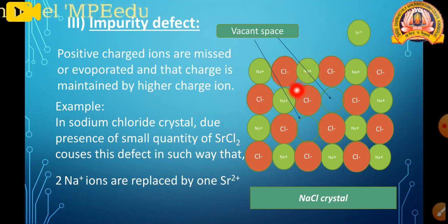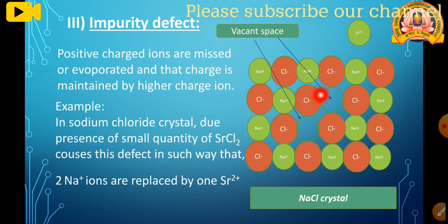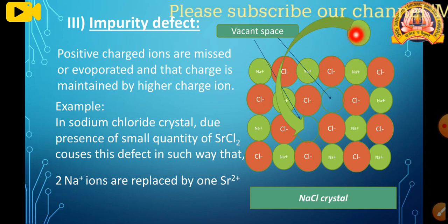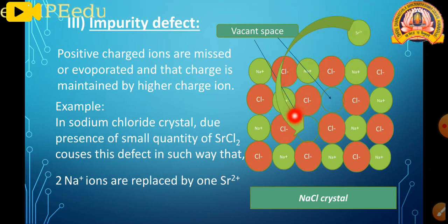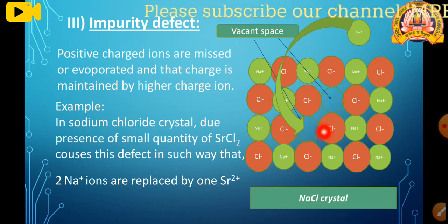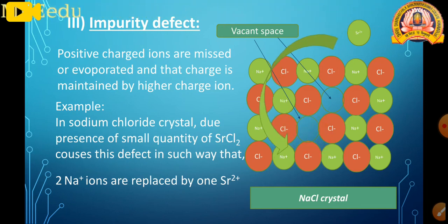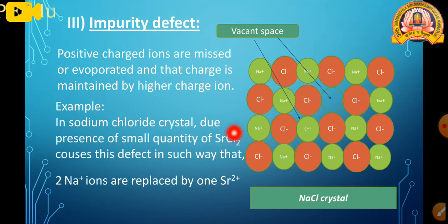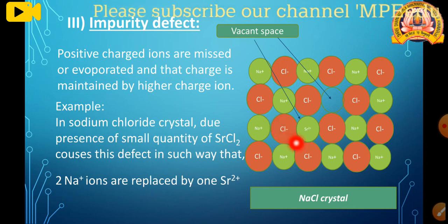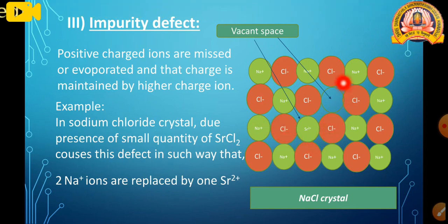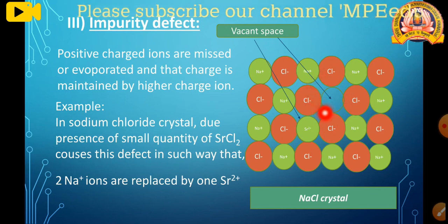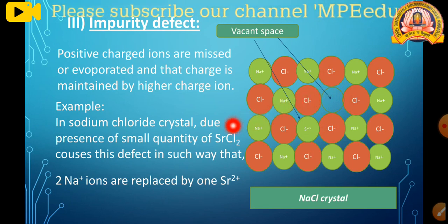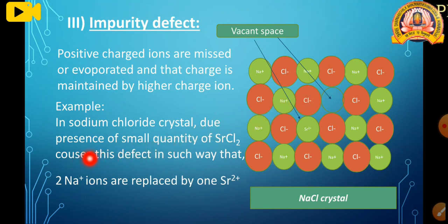Initially, all are correct. There is no defect. Due to the presence of strontium chloride, 2 sodium ions are evaporated. Clearly observe, 2 sodium are evaporated from the crystal and these places become vacant. This is a vacant space. 2 vacant spaces are created. Correct? How much charge is evaporated? 2 sodium ions means 2 plus charge is evaporated. For electrical neutrality to be maintained, 2 positive charge should be maintained.